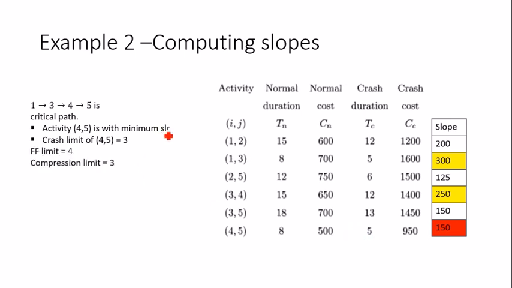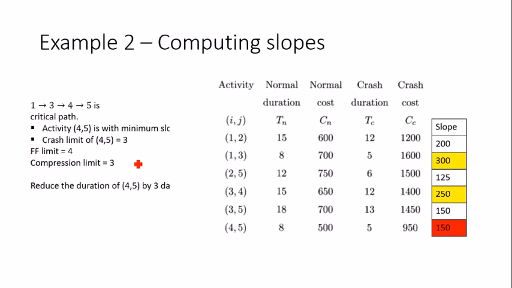And finally I have to compute the compression limit. Compression limit is the minimum of the FF limit and the crash limit. The FF limit we have just computed turned out to be 4, so the compression limit is 3. The compression limit is the actual number of days to be reduced. So I'll be crashing activity 4 to 5 by 3 days. This will overall reduce the project's duration by 3 days. So let's do that. Reduce activity 4 to 5 by 3 days.